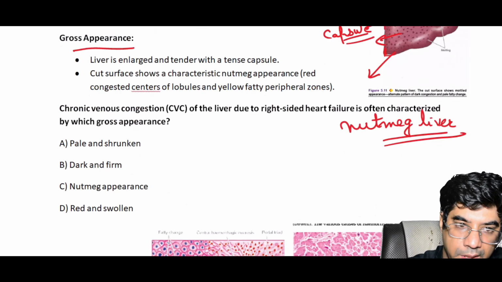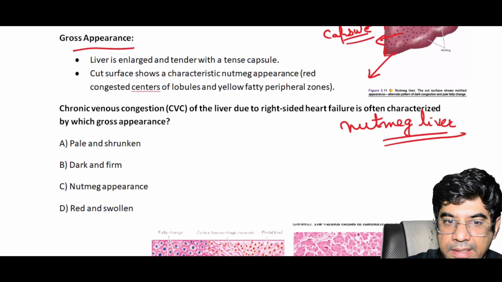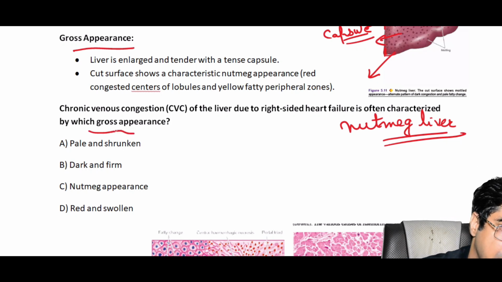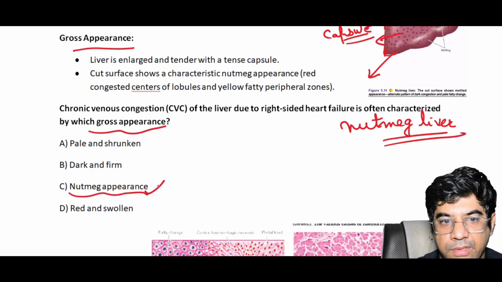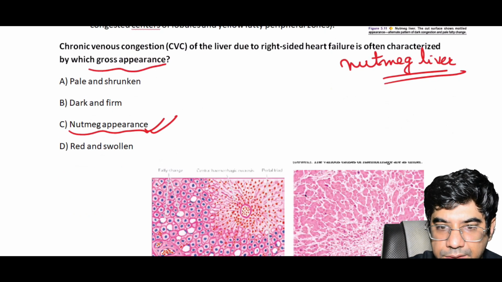So you get a question: the chronic venous congestion of the liver shows what type of appearance? The answer is nutmeg appearance.